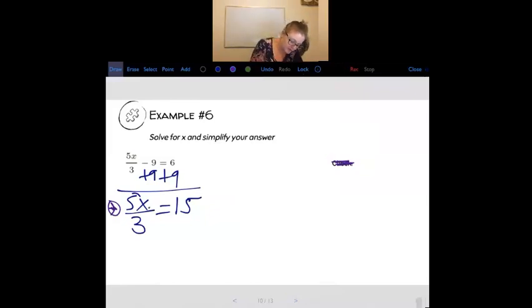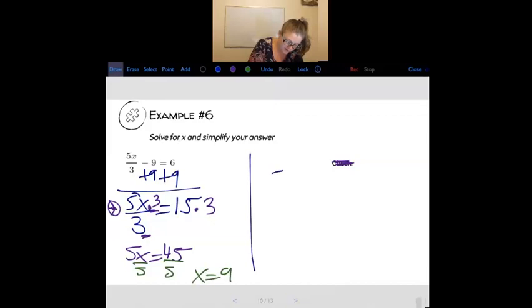You can multiply the left-hand side by 3, and if you multiply the left-hand side by 3, you have to multiply the right-hand side by 3. Multiplication by 3 and division by 3 gives us 1. So essentially this becomes 5x times 1, or just 5x, is equal to 45. And then divide both sides by 5. So x equals 9.